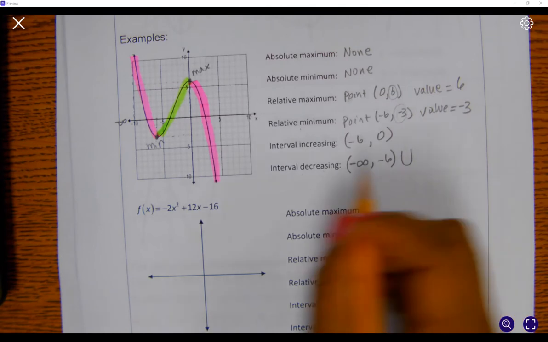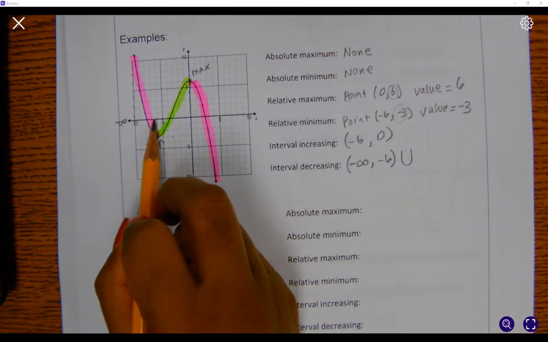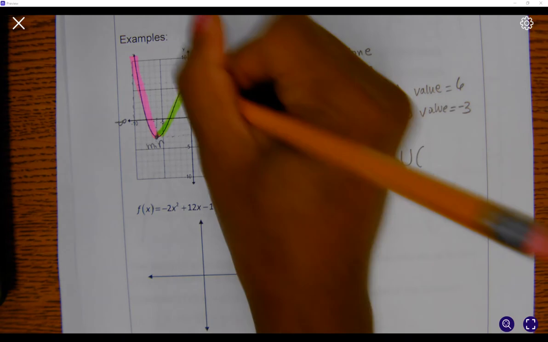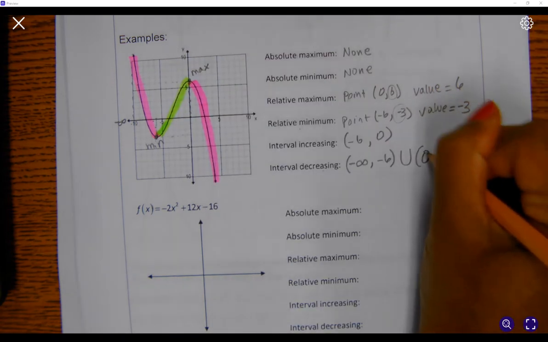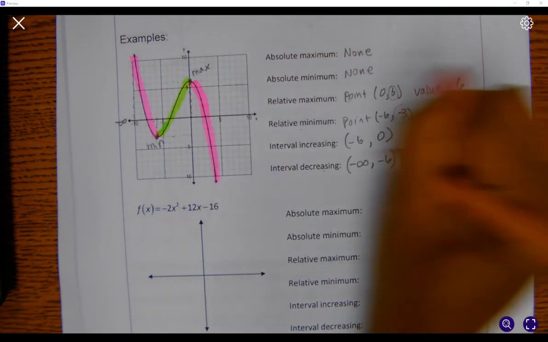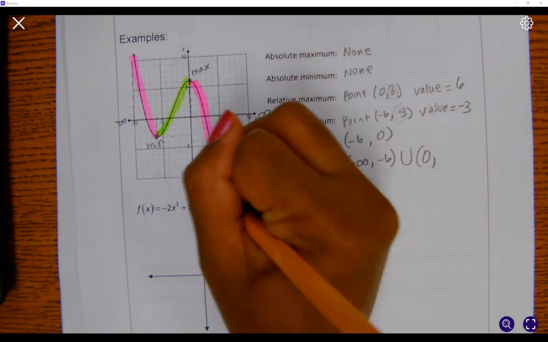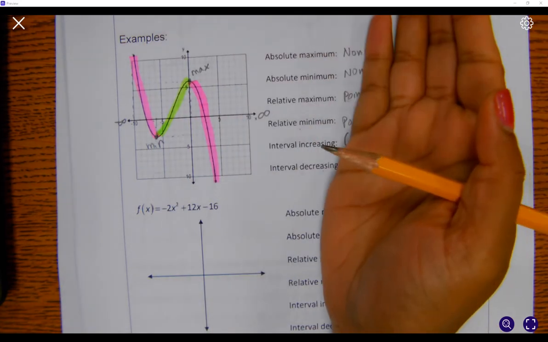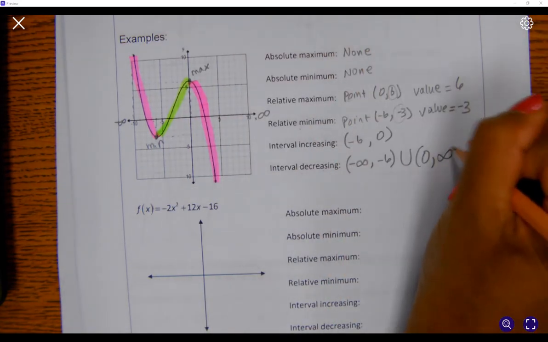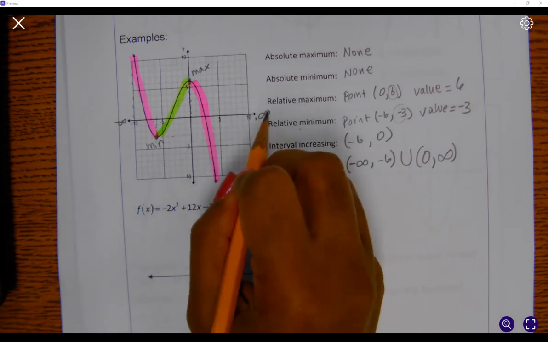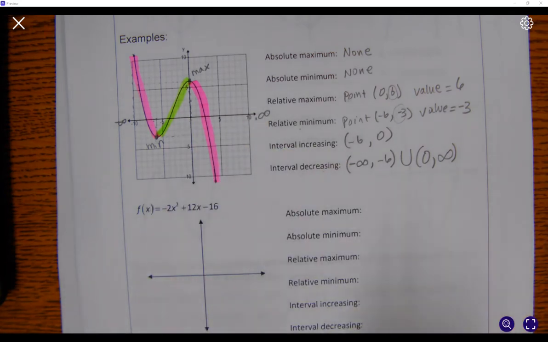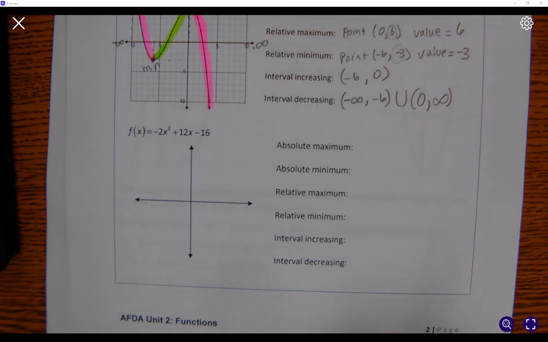So it's decreasing from -infinity until -6, and from 0 until positive infinity. And you're like, well, it's going down. Yes, it is going down, but it's also going to the right on the x-axis. It's on the right side, it's going down. So we say it is going down from x equals 0 all the way to positive infinity. All right, and then the next one, there is no graph, but we're going to graph it on Desmos and then find all of the values. So let me bring up Desmos.